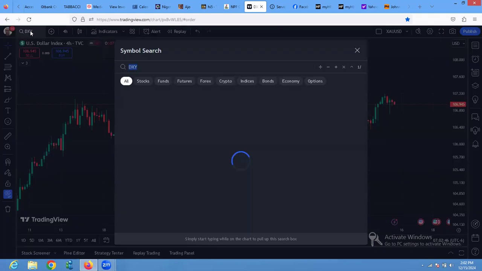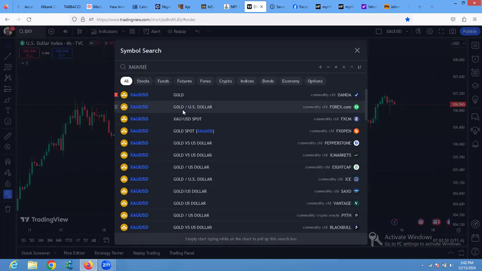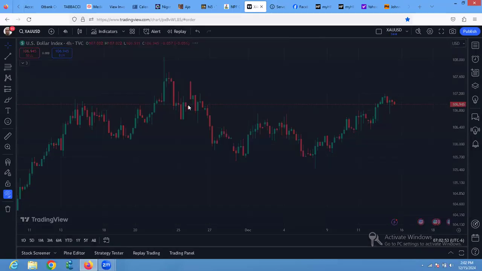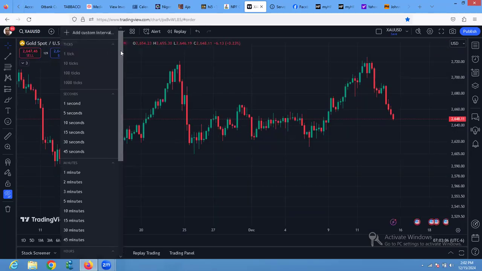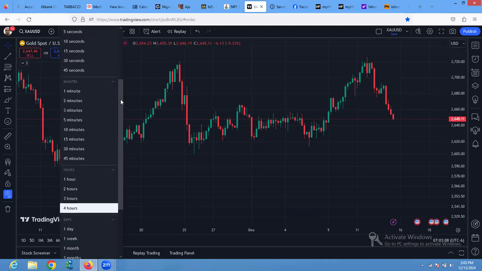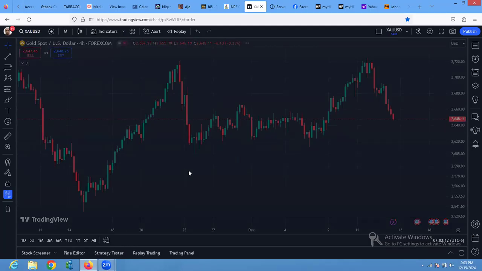I want to go to gold, and explain a few things on gold. Let's look at the monthly. I'm using this forex.com. I had used this at one point to explain to us.